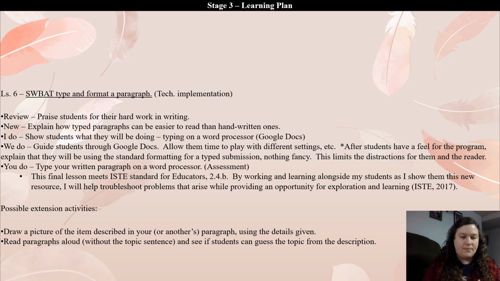of troubleshooting and learning alongside my students, 2.4.B, and allowing them to see what I'm doing as I'm doing it, and giving them a chance to create alongside. And so that was my unit, and the revisions and rationale for everything I did with it.